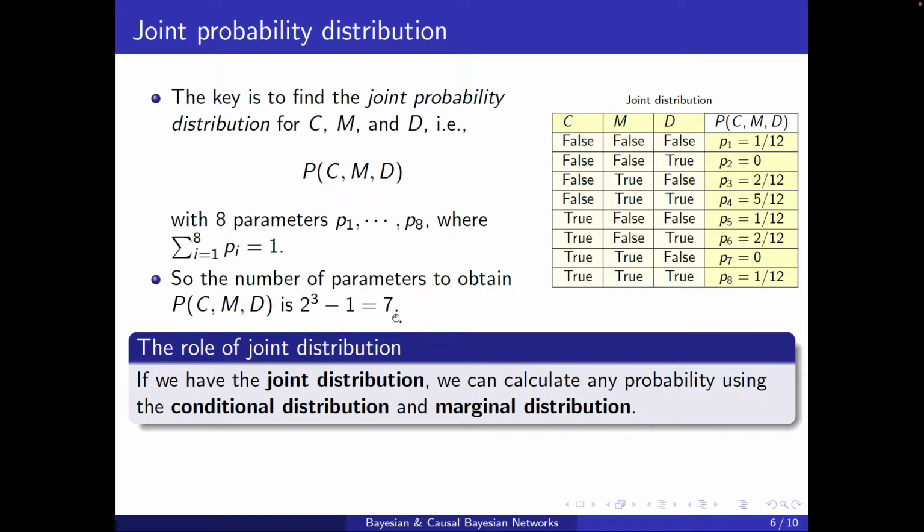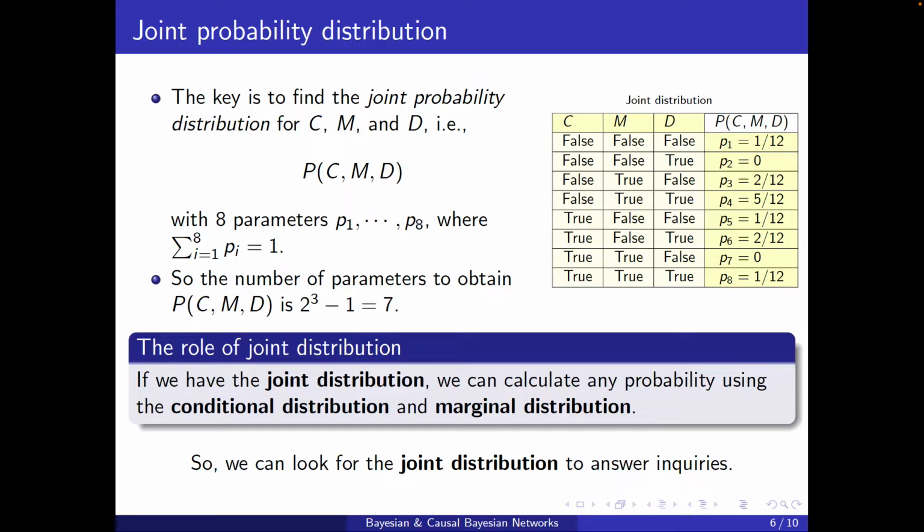Okay, so to conclude, here I try to reveal the key role of joint distribution. If we have the joint distribution of the variables of interest, then we can calculate any probability in query using this conditional distribution and marginal distribution. Okay? And so we can just look into these joint distributions to find them.